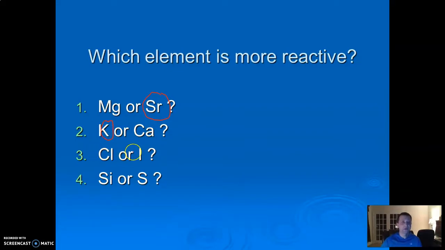For number 3, chlorine or iodine. If you take a look, those are both halogens in group 17 or group 7, depending on what periodic table you look at. And the further you are to the top, the more reactive. So that means chlorine would be more reactive than iodine. And then we have silicon or sulfur. Silicon and sulfur are both in period 3. The reactivity increases left to right for nonmetals, so that means sulfur would be more reactive.